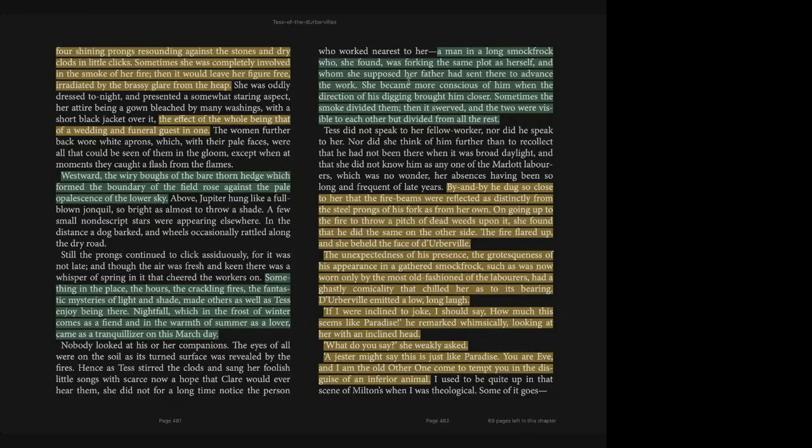"She suddenly sees a man in a long smock frock who she found was forking the same plot as herself, and whom she supposed her father had sent there to advance the work. She became more conscious of him when the direction of his digging brought him closer. Sometimes the smoke divided them, and then it swerved, and then the two were visible to each other, but divided from all the rest. By and by, he dug so close to her that the fire beams were reflected as distinctly from the steel prongs of his fork as from her own. On going up to the fire to throw a pitch of dead weeds upon it, she found that he did the same on the other side. The fire flared up, and she beheld the face of D'Urberville."